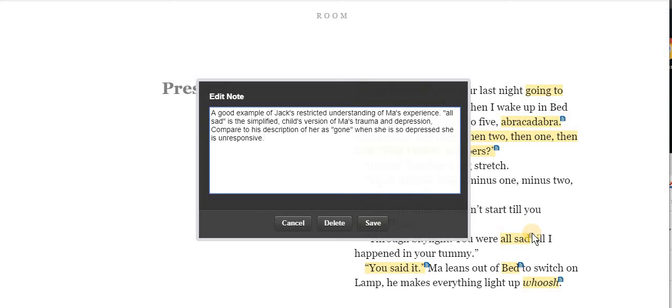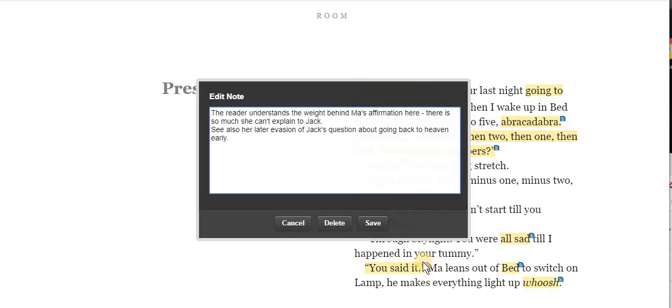They don't have the complexity and the sophistication to be able to understand the depth of these emotions, of what exactly depression is or trauma is, or the depth of that suffering. But all sad is not wrong. It does give a simplified but in its own way powerful description of Ma's experience. And then Ma responds with, "You said it."